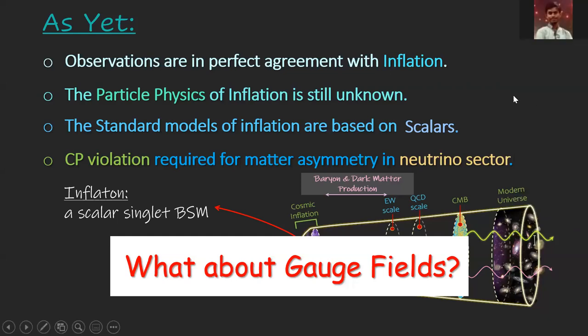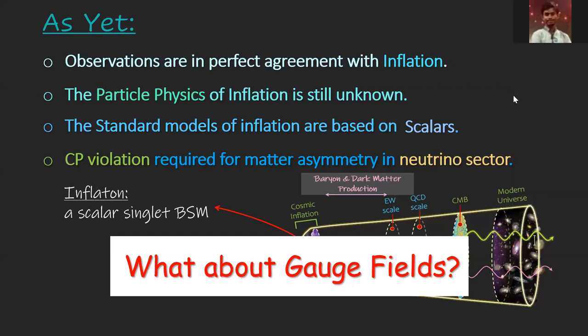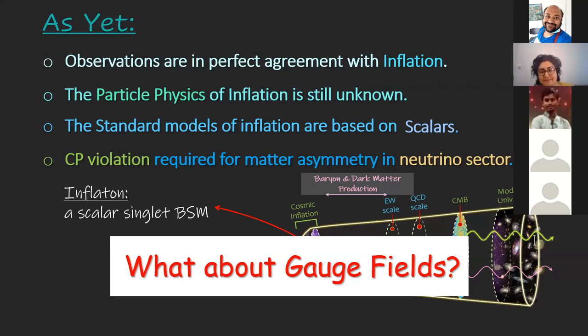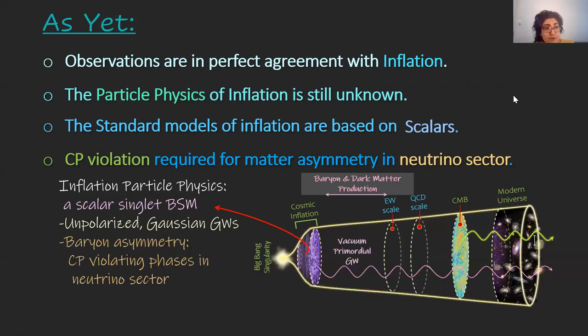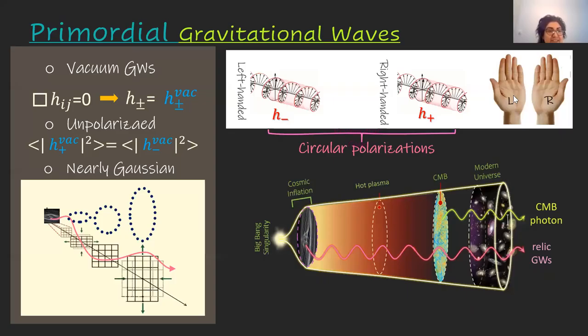I have a very silly question, I guess. You use a scalar field to model inflation. How does it give rise to gravitational waves, which are tensorial? Very good question. Yes, that's a very good question.